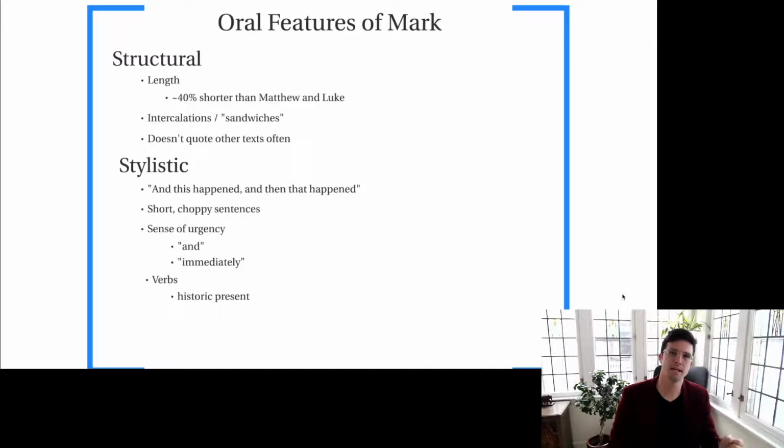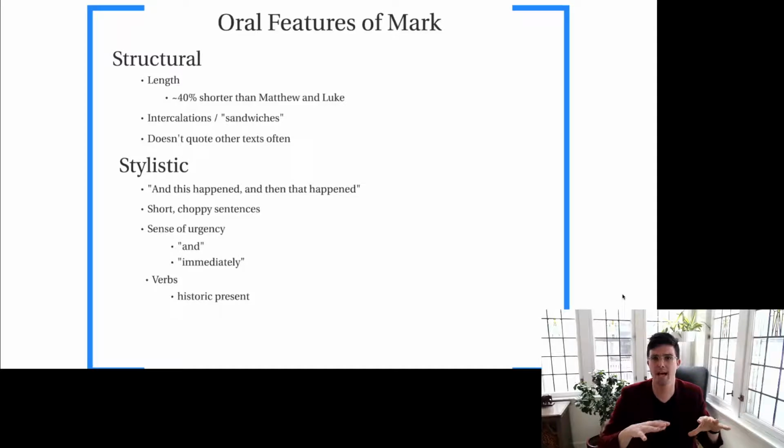A historic present is when we're talking about a past event, but we're telling it as if it's happening in front of the listener's eyes. So, "and he goes and he says to me," those are all present tense verbs. I'm visualizing the action as if it's happening now and presenting it to you as if it's happening now. And we tend to do this when we speak more so than when we write.